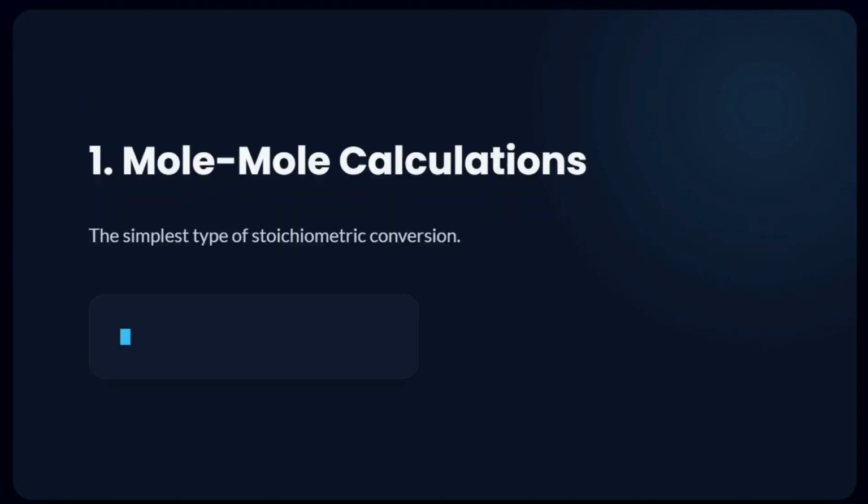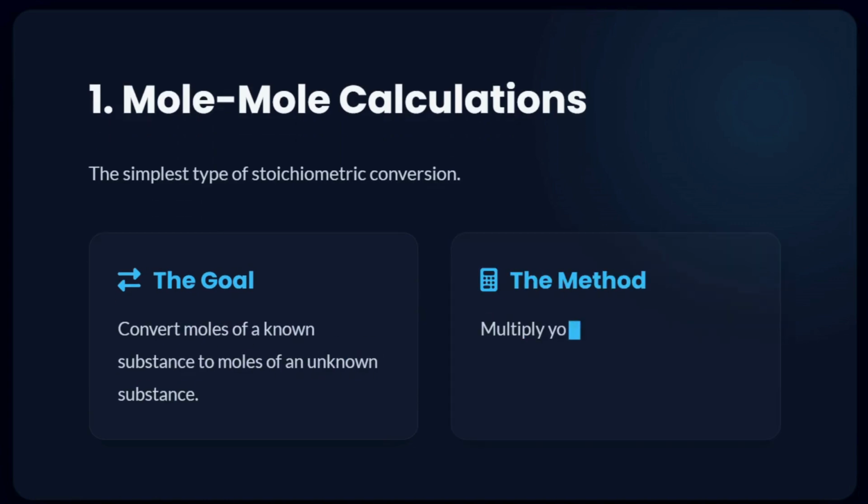The simplest type is the mole-mole calculation. If you know the moles of one substance, you can find the moles of any other substance in the reaction just by multiplying it by the mole ratio from your balanced equation.